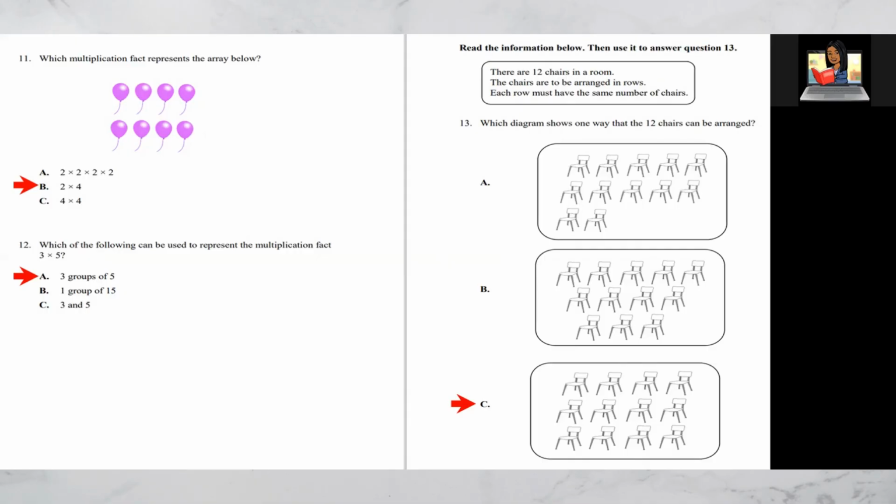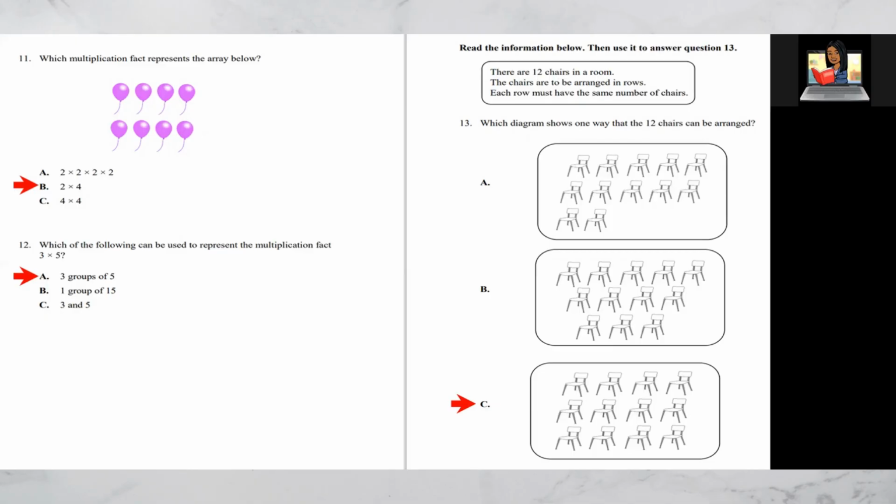Question 12. Which of the following can be used to represent the multiplication fact 3 times 5? 3 groups of 5, because you're using these same numbers, children, the 3 and the 5. Okay? So if you understood the concept from here and got number 11 right, you should be able to apply that same concept to question 12.